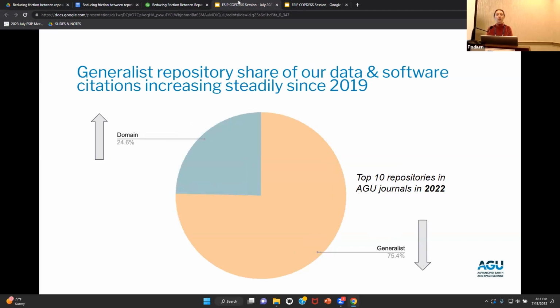And since we implemented the policy and started tracking enforcement, we've seen, from 2019 to 2023, we have preliminary data for 2023 through Q2, we've seen the share, these arrows are switched. It's embarrassing, I did it at midnight last night. Domain repository share is decreasing. Generalist share is increasing. So since we implemented these policies, we've seen especially Zenodo, but other generalist repositories continually increasing in their share of data sets and software shared by AGU authors in our publications.